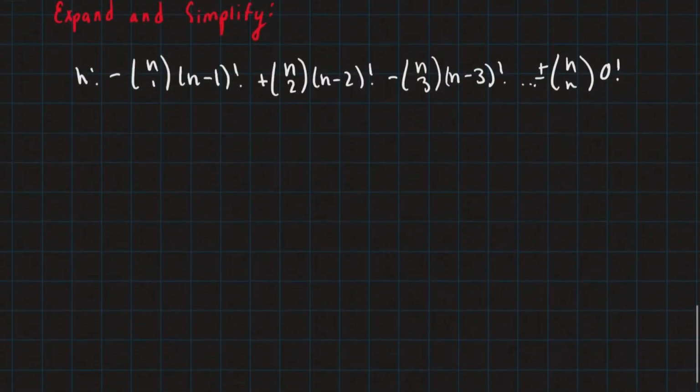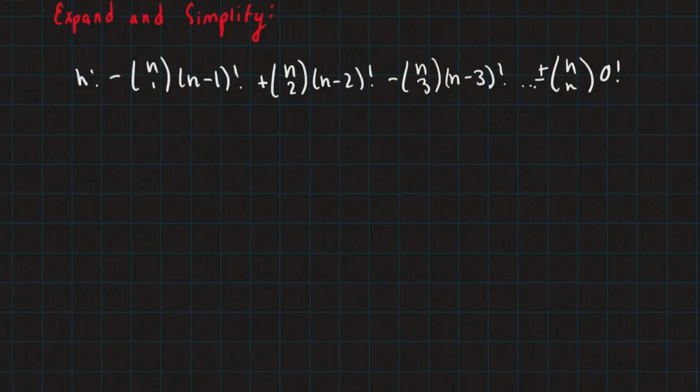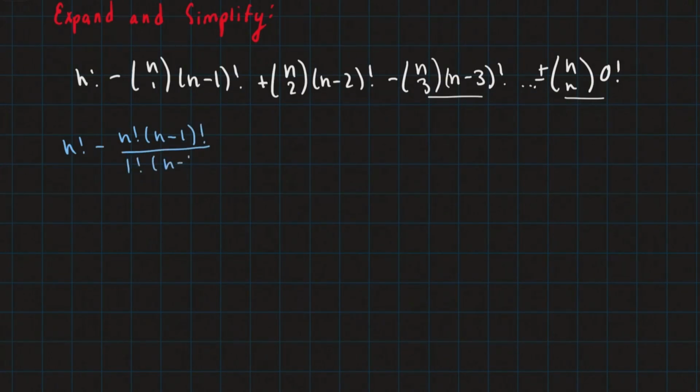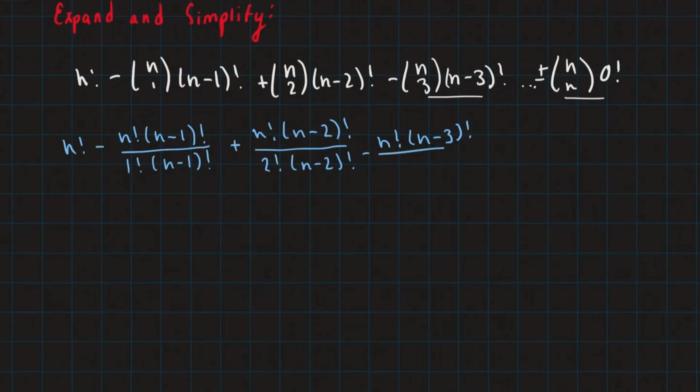So first, we're just going to expand and simplify this small section of it. As you can see, it goes up to n choose 3 and n choose n, which is the end. And we're just going to quickly expand it, so there'll be n factorial over n factorial times n minus 1 factorial over 1 factorial times n minus 1 factorial. And I'll just do this for the rest real quick. And finally the tail, which is plus or minus. It depends if n is odd or even.